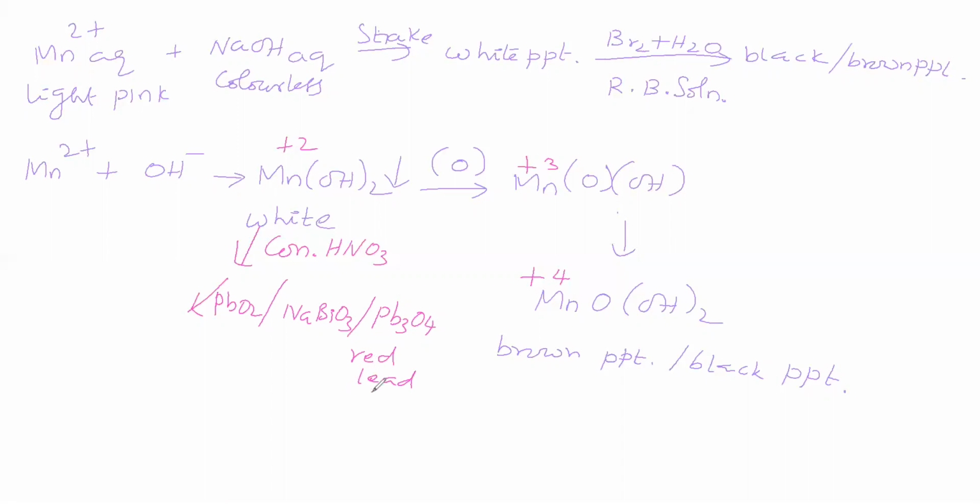This red lead is called a mixed oxide. Why is it called a mixed oxide? Because it is having PbO and PbO2. In PbO, Pb is +2. In PbO2, Pb is +4. So plumbous oxide and plumbic oxide both mixed together is called a mixed oxide. This is red lead.